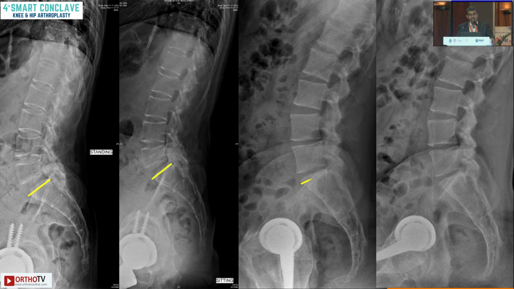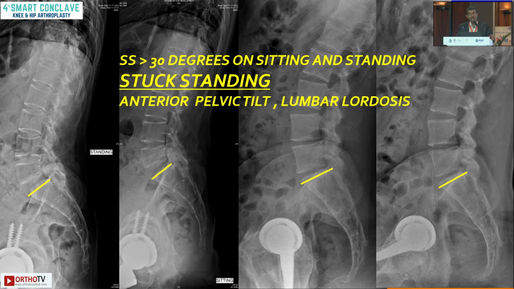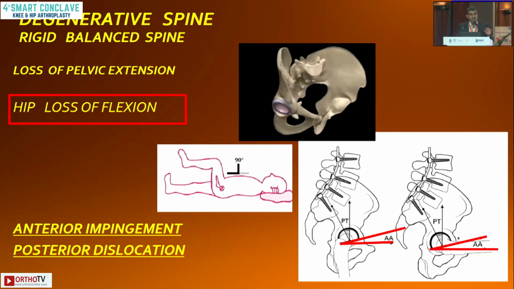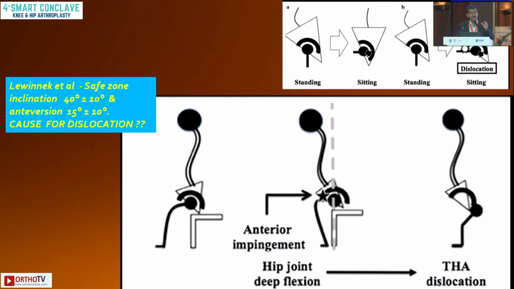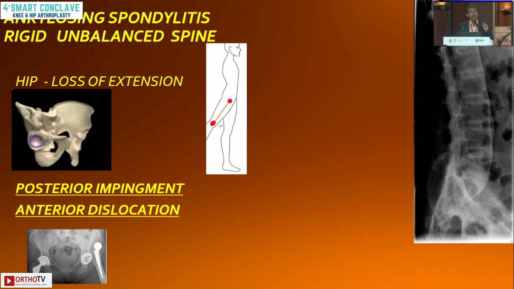Now, in this situation where there is relatively little change in sacral slope, bordering on 30 degrees, you see that there is an anterior pelvic tilt and a persistent lumbar lordosis. A typical situation is a degenerative spine which has undergone instrumentation, where there's a loss of flexion and a tendency to anterior impingement and posterior dislocation. That is where we should be cautious in attributing to the Lewinnek safe zones and having to implant in that situation, where you could have an impingement and a dislocation.